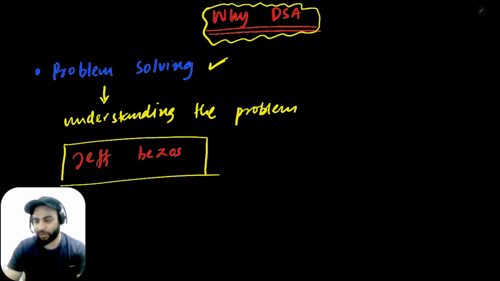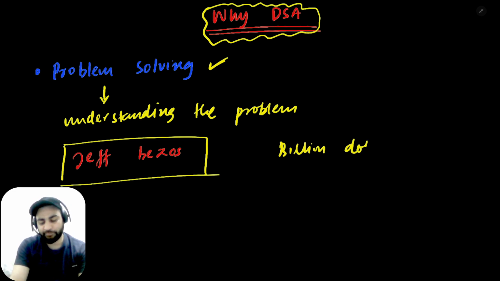Okay, if you find some really good problem to solve, then it will be easy for you to find a solution. So Jeff Bezos, why is he a billionaire? Because he solved a $1 billion problem. So what is the problem?